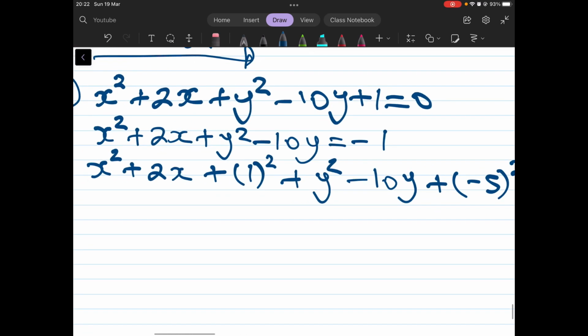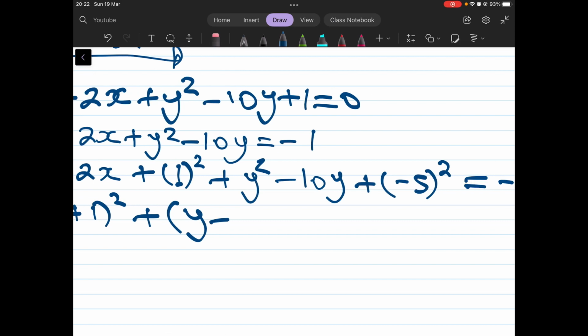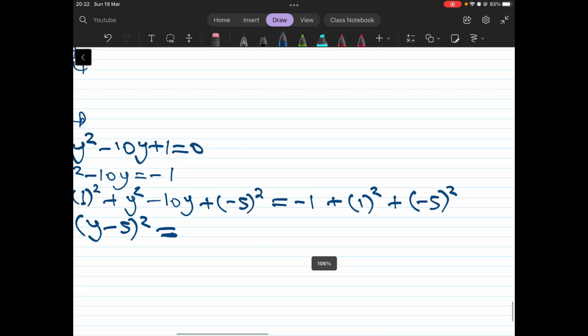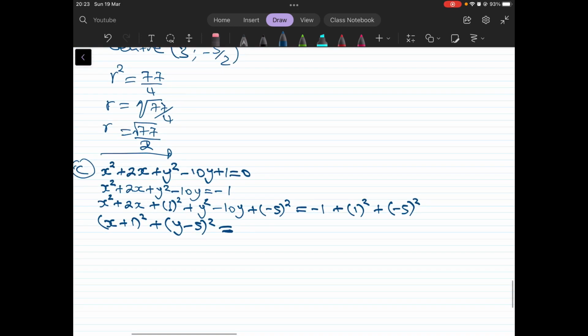And then what we need to do now is just x plus what you have inside the brackets, which is 1, and then you square everything. Y plus what you have inside the brackets, that is -5. Y plus -5, that's y minus 5. Okay, and then the right hand side, just add everything together and then you tell us what you get. You must be getting 25.